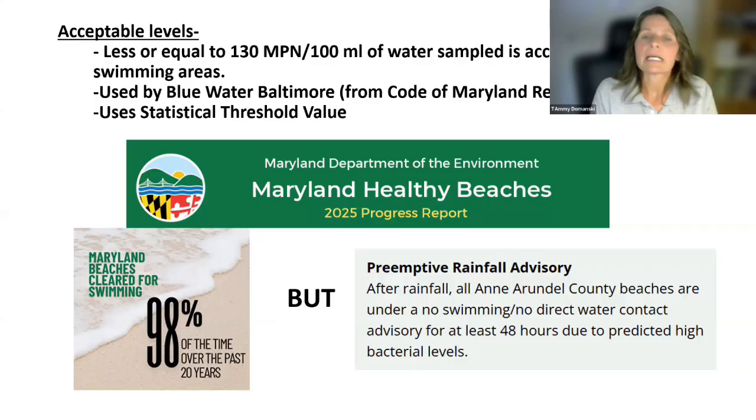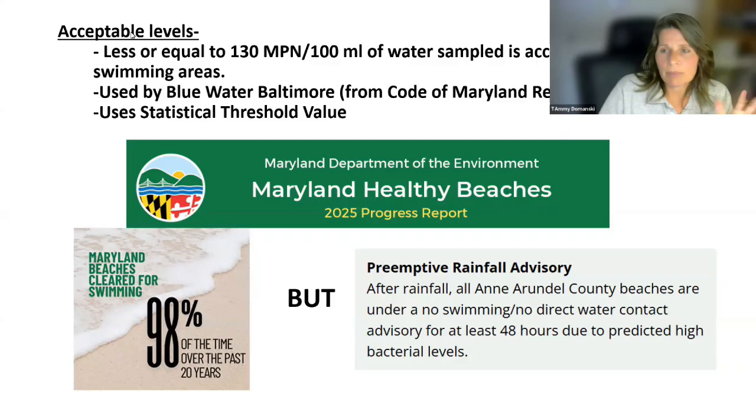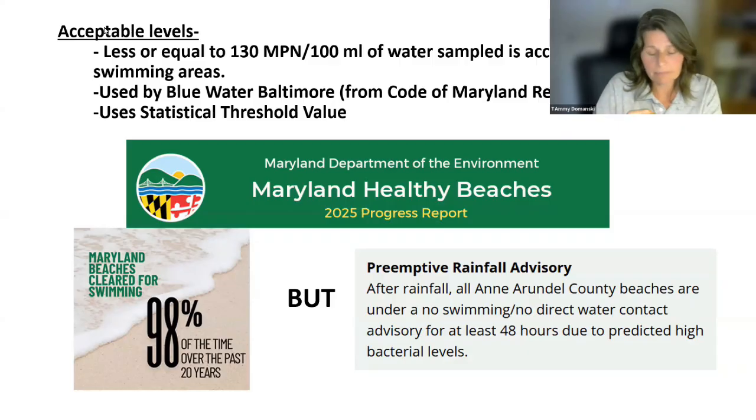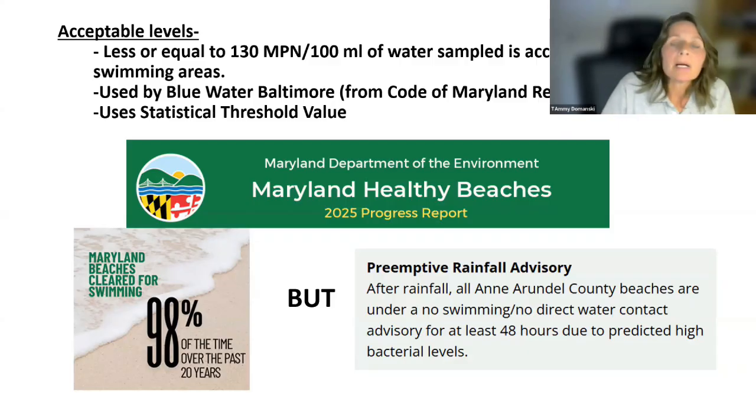Most probable number is more of an indirect count, done by some type of indirect reaction or indirect calculation, where you're not directly visualizing colonies. And so some places use that, and I'll explain the method in a minute. Blue Water Baltimore uses that.